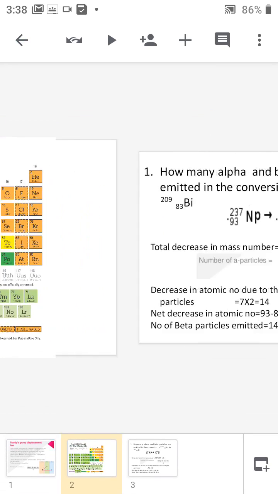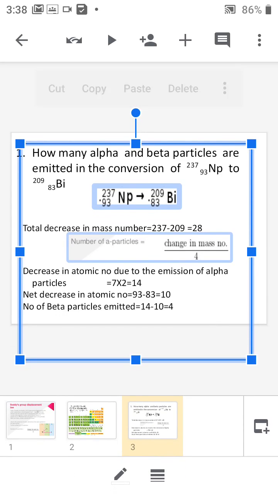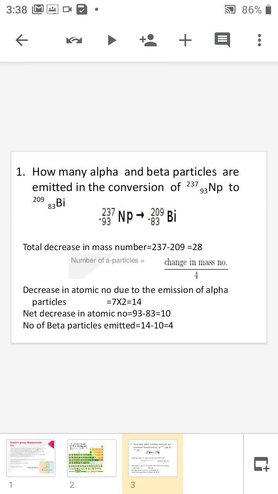Now we are moving into one of the problems. How many alpha and beta particles are emitted in the conversion of neptunium, atomic number 93 and mass number 237, to bismuth, atomic number 83 and mass number 209? This is the question. Before discussing the question, first of all we note what change occurs in the reaction, that is neptunium is converted into bismuth.